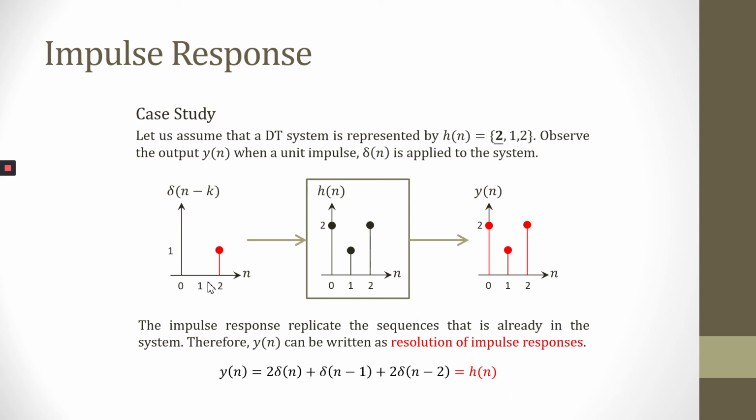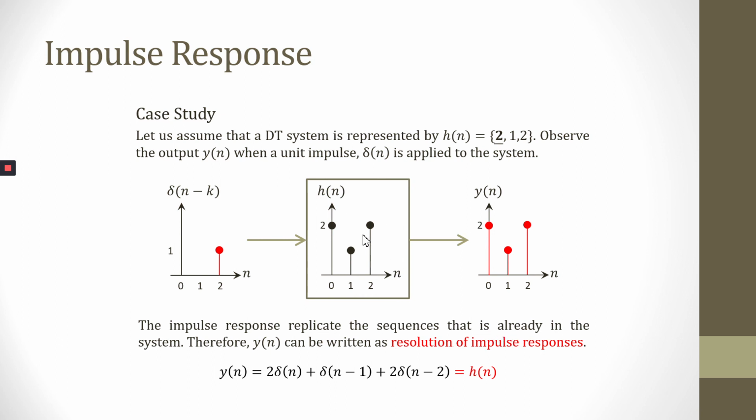In other words, each multiplication of the signal hn by a unit impulse at some delay, for example n minus k, 1 or 2, in essence picks out the value of signal hn where the unit impulse is non-zero. So since this is a non-zero value, it will pick each of these values of hn in order to produce the output yn. So this is the equation for the impulse response that replicates the sequence that is already in the system.